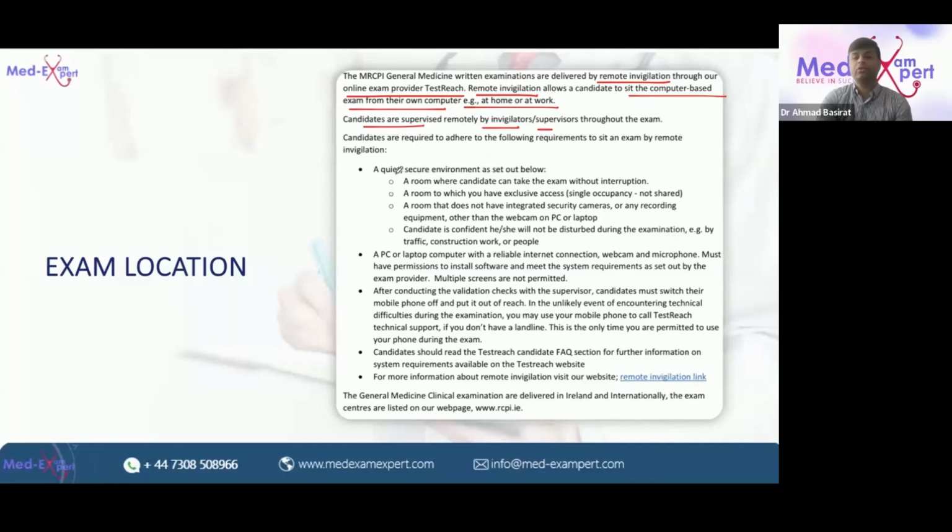You are sitting in a secure, quiet environment in a room, and there are criteria: the room is not shared with someone else, the room is quiet, and there are no cameras and no laptops, etc. They go through the checklist when you dial into the exam from your laptop. The laptop has to have a reliable internet connection, a webcam, and a microphone. These are simple things which nowadays every laptop has. After conducting the validation checks with the supervisor online, candidates must switch their mobile phones off and put them out of reach. Before starting the exam, they might ask you to show your background.